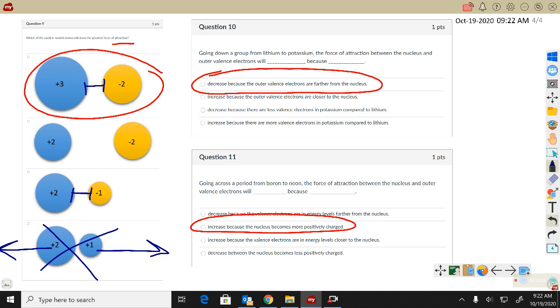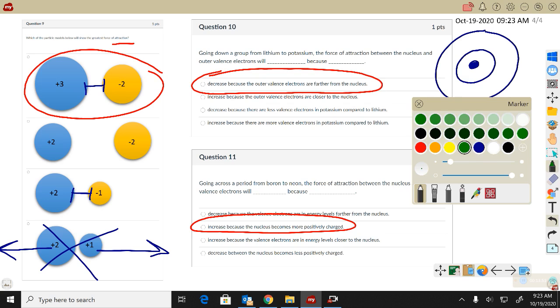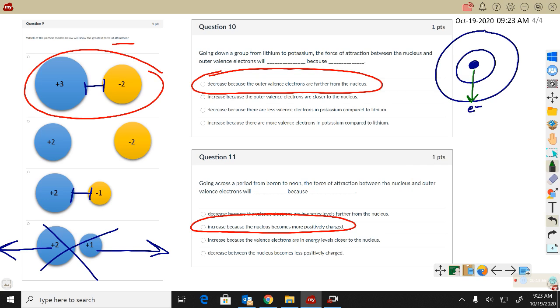When I see something like 10, now we're just putting real elements in play. Going down a group from lithium to potassium, the force of attraction between the nucleus and the outer electrons will blank because blank. Okay, well, think about the little Bohr models. So here's your nucleus. Lithium has electrons distributed amongst 2 energy levels. And so here's my nucleus, and maybe here's my outer electron. Because the electron isn't that far from the nucleus, the attraction should be relatively strong.